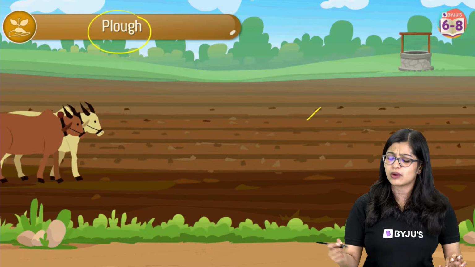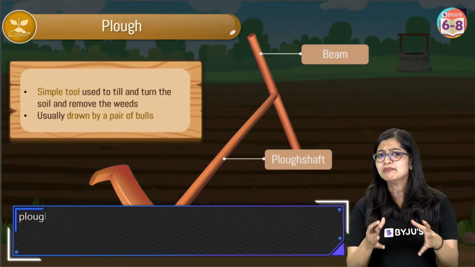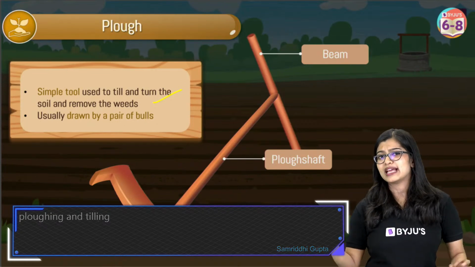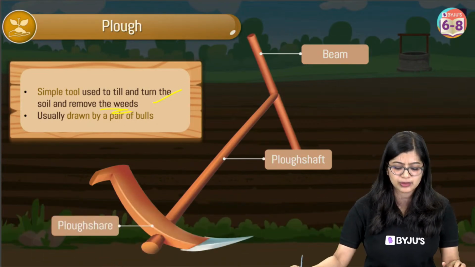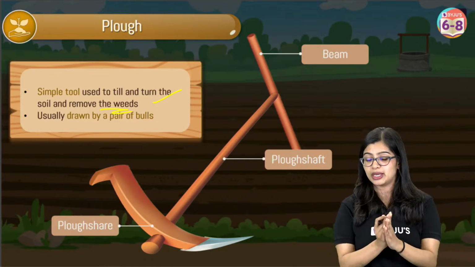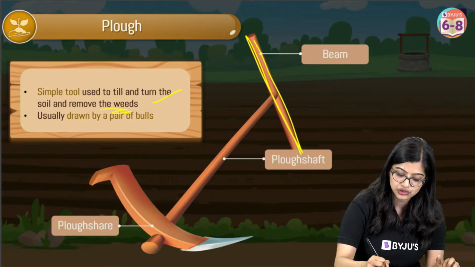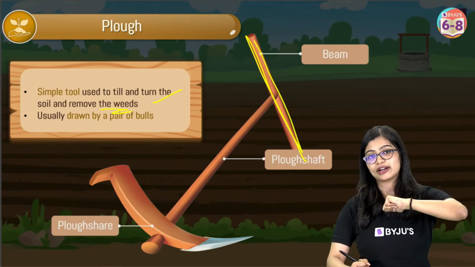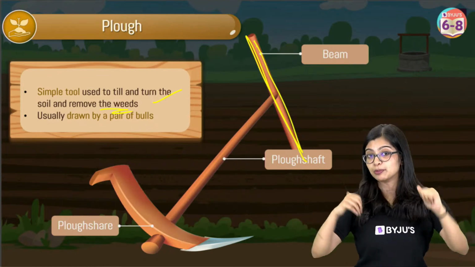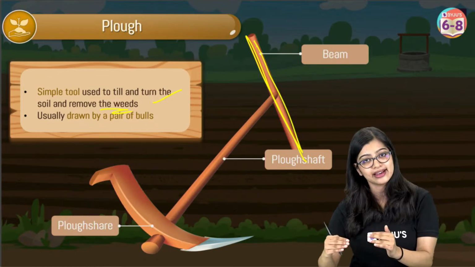Now, what is a plough effectively? It is nothing but a simple tool that we use to till and turn the soil, and along with that, it is something that we would use to remove the weeds. And we usually see that this particular plough will have three parts. It will have a beam-like structure, a long rod-like structure, which will be usually kept on top of the bulls so that they can drag it.